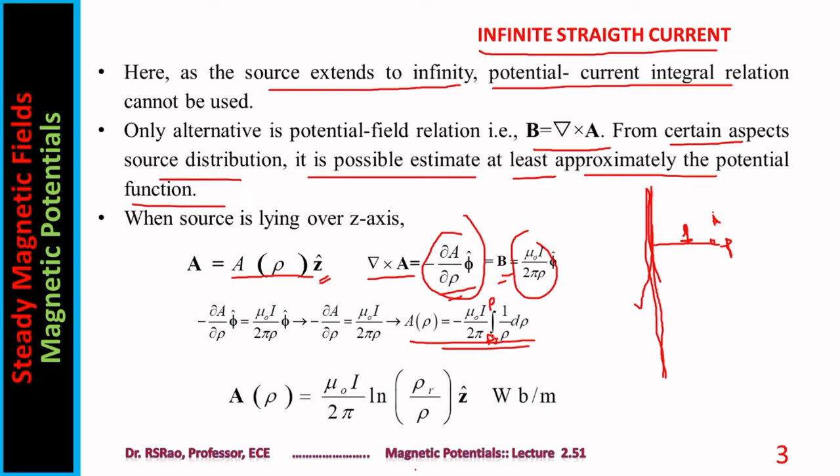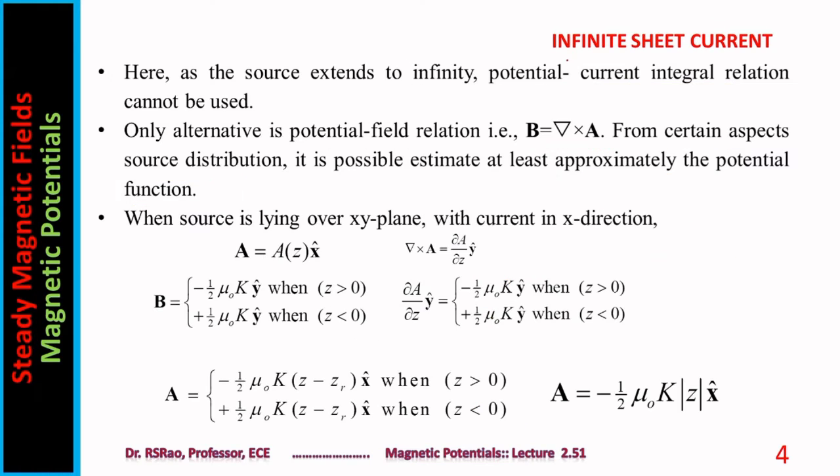Then integration and substitution results in A rho, the vector potential at a field point at a distance of rho, which is mu naught I by 2 pi natural logarithm of rho r by rho z cap Webers per meter. Notice this potential is a relative potential.